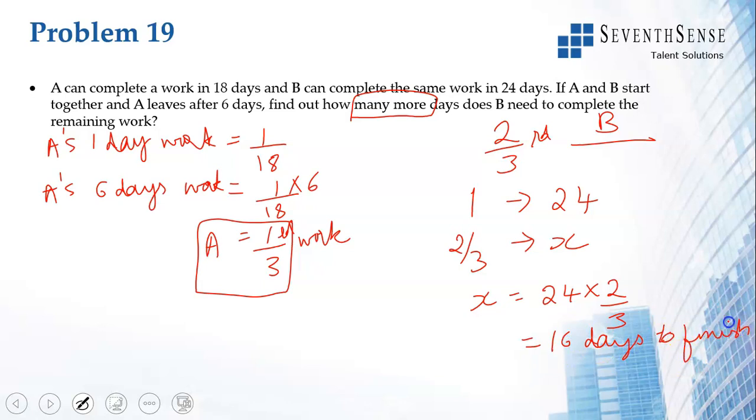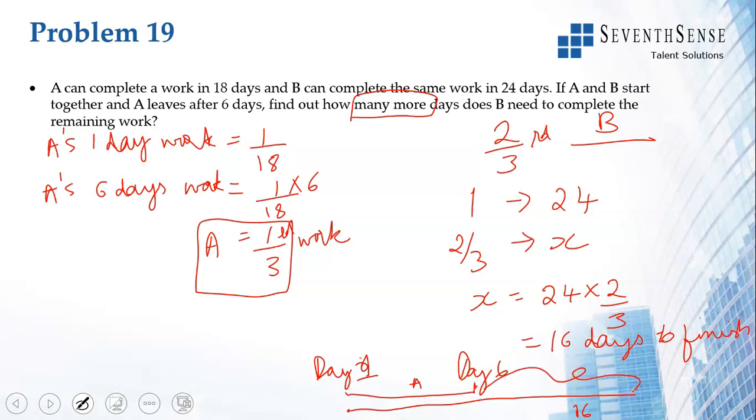Why? A is working for 6 days. In 6 days, A does 1/3 of the work, which means B has to do 2/3 of the work from the beginning. So to do 2/3 of the work, B needs 16 days. He's working from the beginning, right? So from day 0, day 1 they start working. Day 1 to day 6, A is present. B is working from day 1 to day 16 because he needs 16 days to finish 2/3 of the work. So how many more days does B need to complete the work? The answer is not 16 days from the beginning, but 10 days after A leaves.